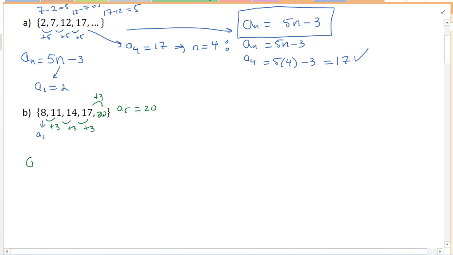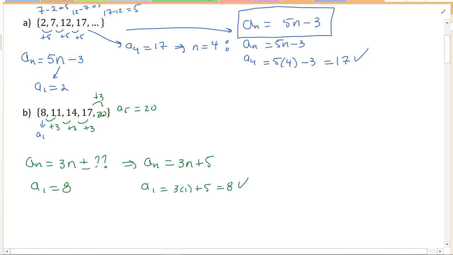So my a sub n is going to be 3n plus or minus something. I know my a sub 1 is 8. When n is 1, 3 times 1 is 3, so what do I need to add or subtract to get 8? In this case, we need to add 5, right? So it looks like my a sub n is going to be 3n plus 5. My a sub 1 is then 3 times 1 plus 5, which is 8. So that works.